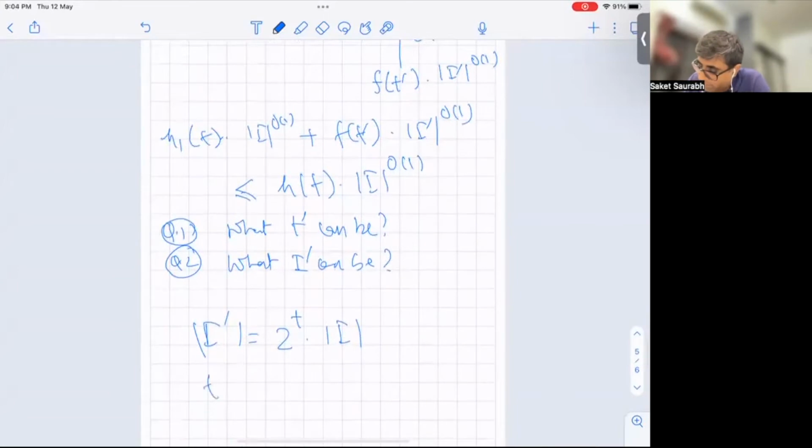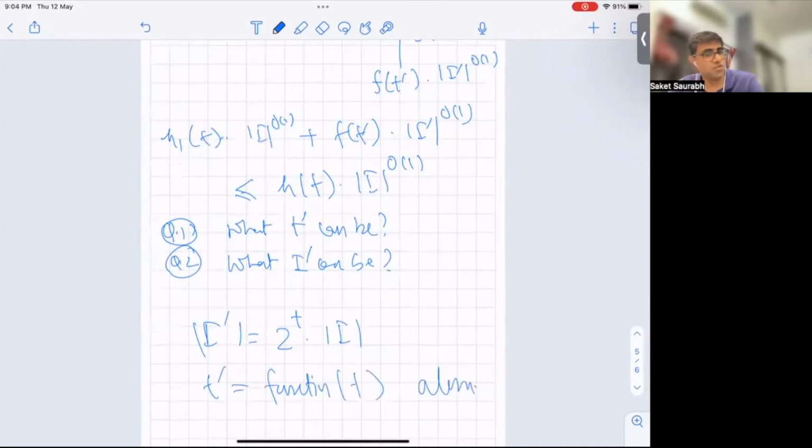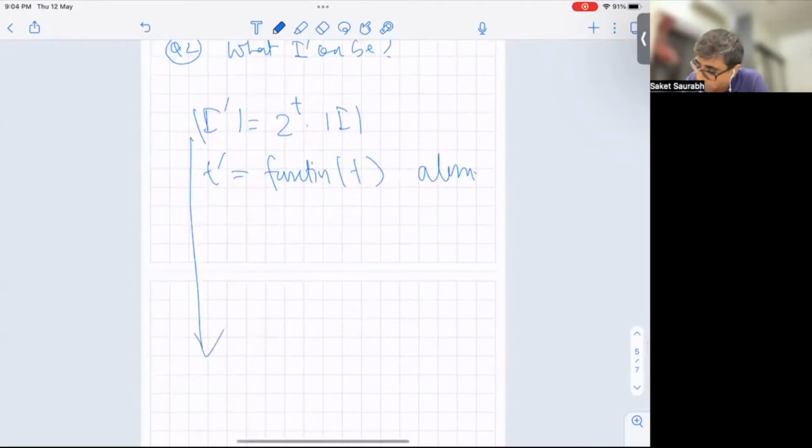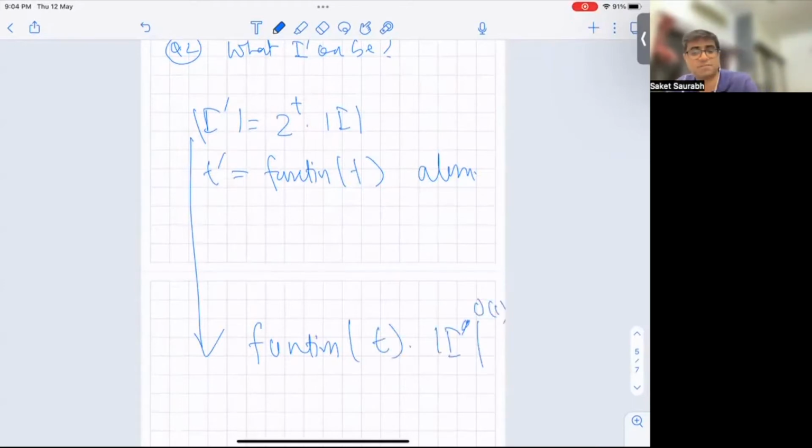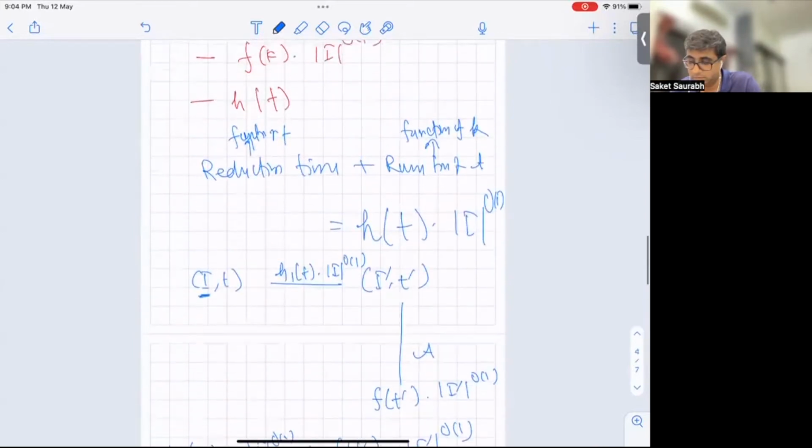All of you say that T prime had better be some function of T alone. But there is no reason to assume that, like I prime could also be some function of T, comma, this polynomial in this. It could be as big as this. Is that fine? Yes. Right.